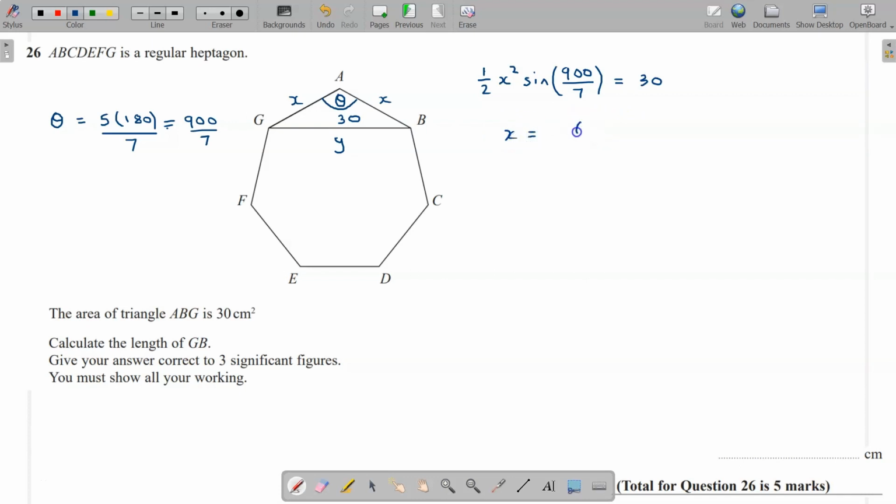60 divided by the sine of 900 over 7. So it's that there, and that will give me the length of x. I've got to square root that as well, because that's currently x squared. So that needs square rooting, and that's quite important. So that there would give me the length of x.